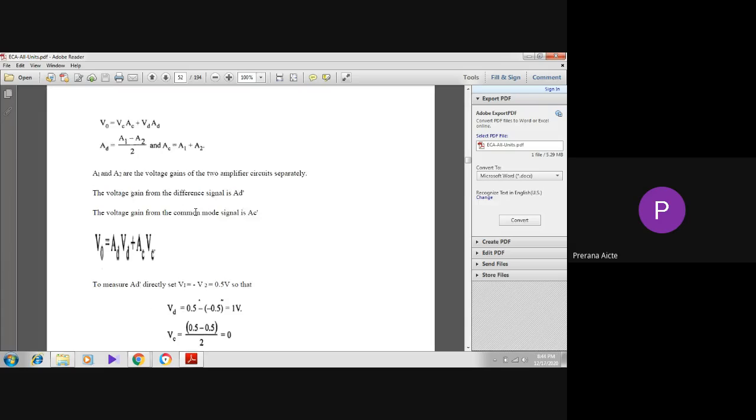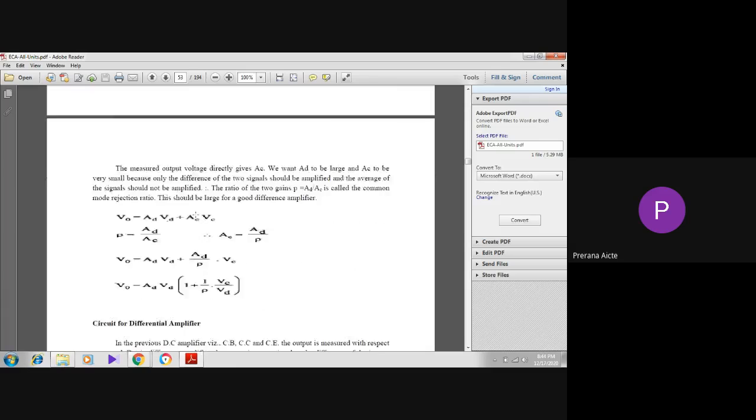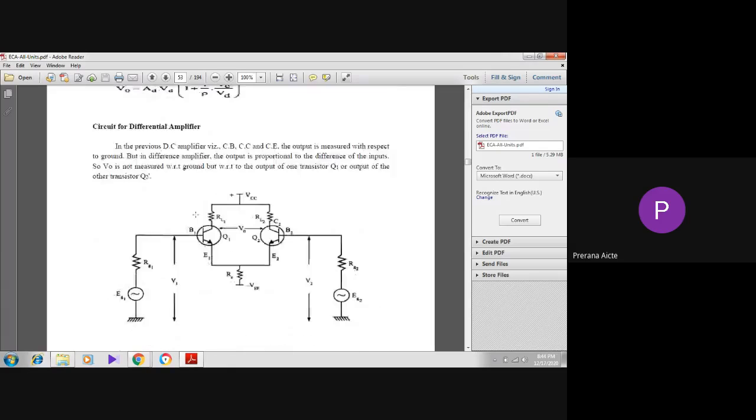From this, here is one example where we've taken some values. See, this is the circuit of the differential amplifier, the actual figure. We have two transistors, two inputs and one common output. This is the difference amplifier.